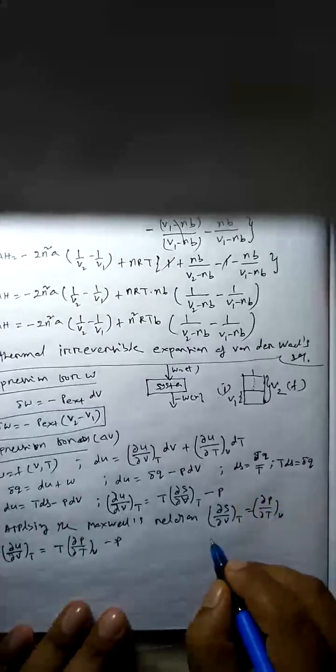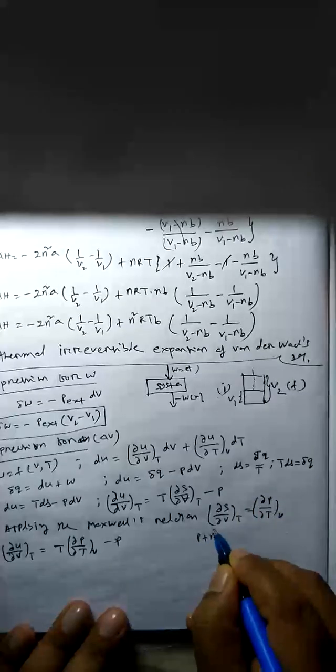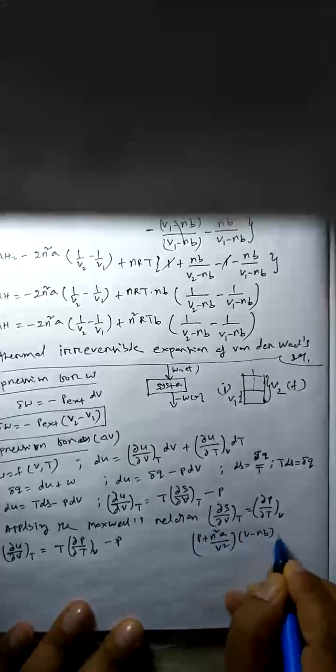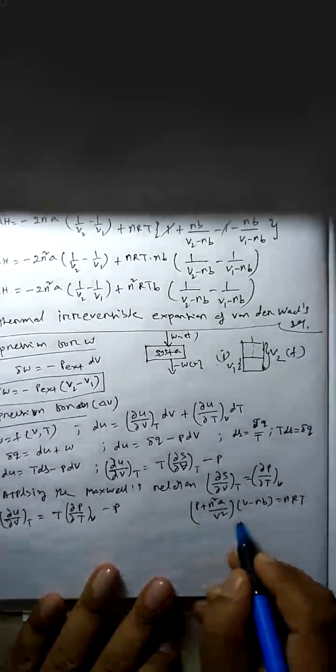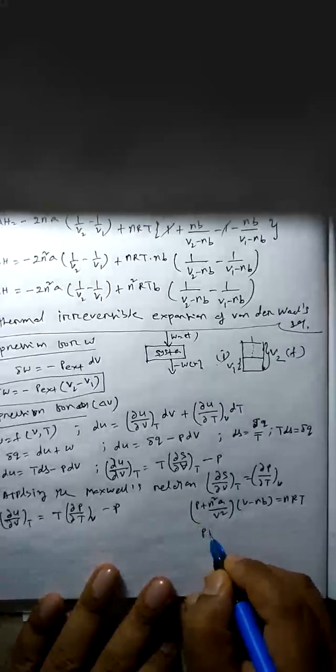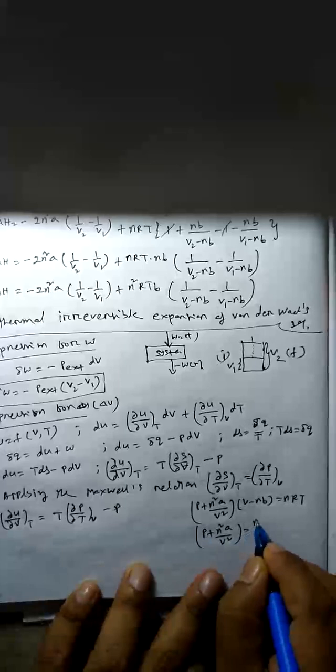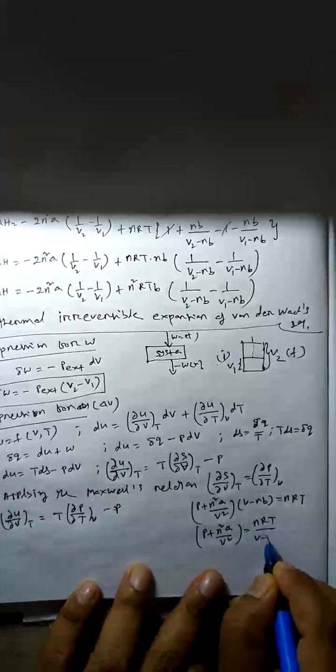Then from the van der Waals equation we know that (P plus n square a by V square) times (V minus nb) is equal to nRT. That we know. Now take this one to the other side, to the bottom. P plus n square a by V square is equal to nRT divided by V minus nb. Take this one to this side. We get P is equal to nRT divided by V minus nb, minus n square a by V square.